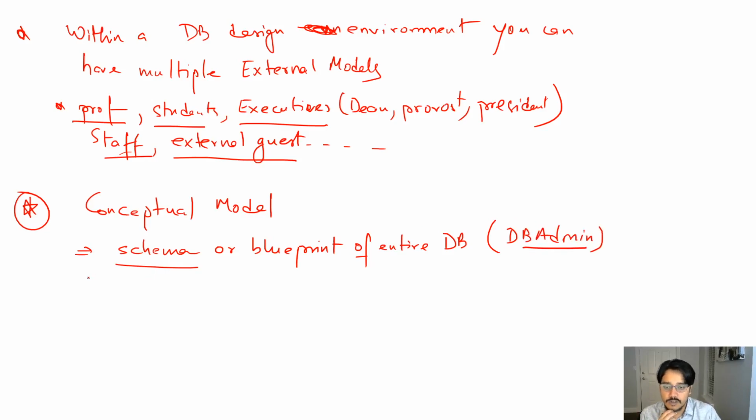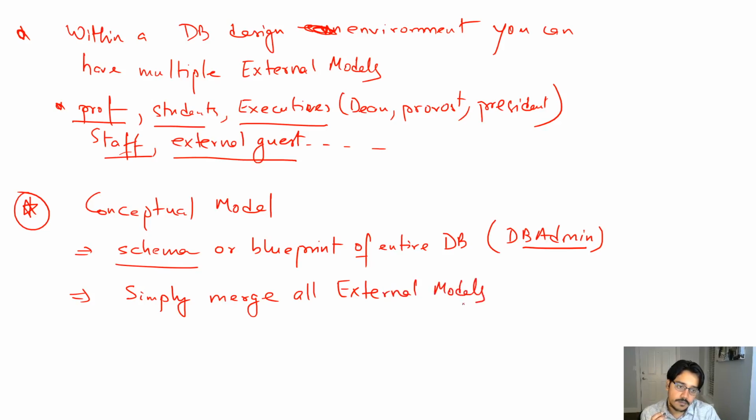Okay, so this is achieved by simply merging all external models. So remember the technique in algorithm design of divide and conquer, right? It is always easier if you break down your problems into smaller components and then merge them together in order to create the final solution.